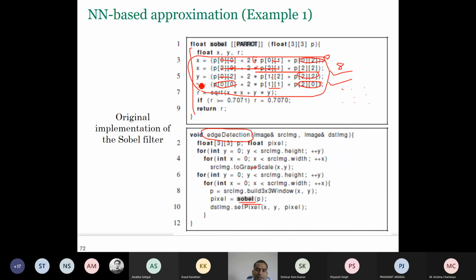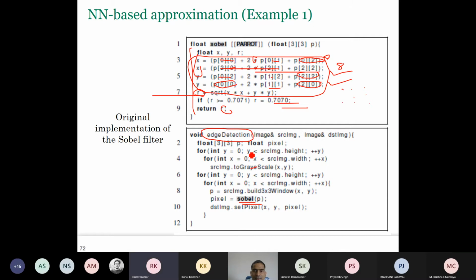With that we have outputs, and from this x square plus y square, and then square root of it, r, we get this output r, and then we compare it with a threshold. We don't allow it to go more than a threshold, and then we return the value r. So here it is just a straightforward computation. This is a very, very simplistic example, I would say, for a Sobel.